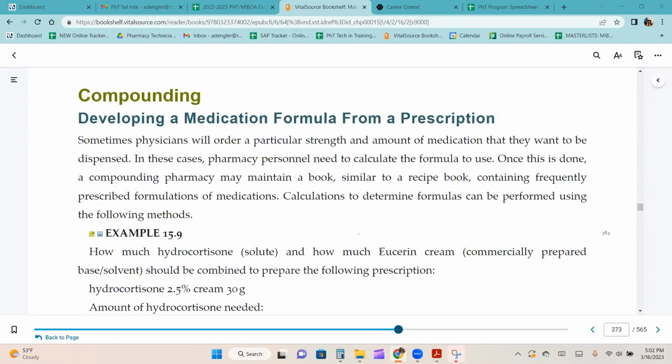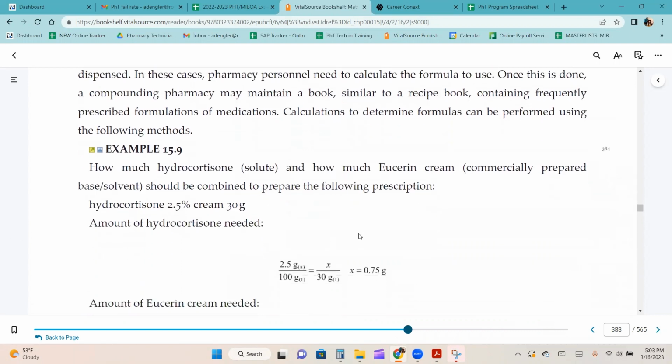Sometimes physicians will order a particular strength and amount of medication that they want to be dispensed. In these cases, pharmacy personnel need to calculate the formula to use. Once this is done, a compounding pharmacy may maintain a book similar to a recipe book containing frequently prescribed formulations of medications. Calculations to determine formulas can be performed using the following methods. All right, so let's do example 15.9.